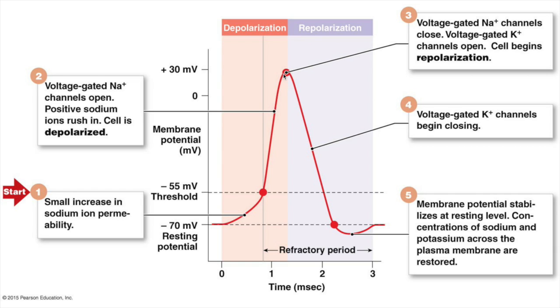The inside of the cell then becomes positive, and it's said to be depolarized. So now we get up here to about +30. Depolarization peaks at about +30 millivolts, at which point voltage-gated sodium channels close and voltage-gated potassium channels open. And now, since potassium is higher inside the cell, positively charged potassium ions are going to leave the cell. And as those positive charges leave, the inside of the cell becomes more negative.